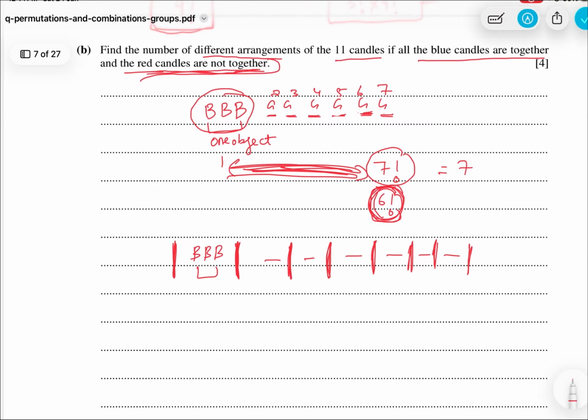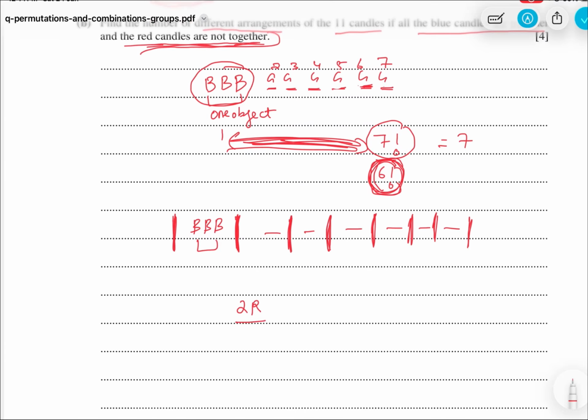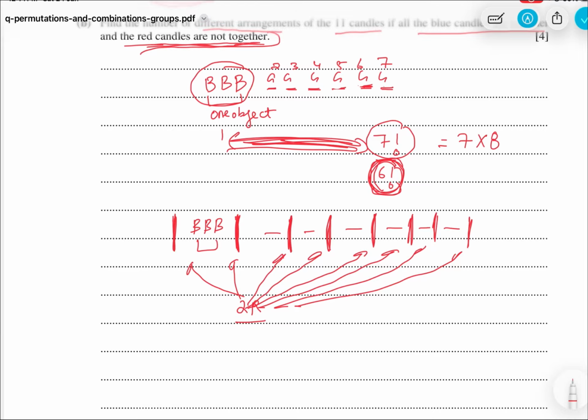Now, imagine with me, we have 2 red candles. For the first red candle to be placed, how many choices are there? There are 1, 2, 3, 4, 5, 6, 7, and 8 choices. So for the first red candle, there are 8 choices. How many for the second one? For the second one, there would be 7 choices because one place would be occupied by the first red candle. Yes or no? Yes, sir, you are correct. This is how we target these types of questions.